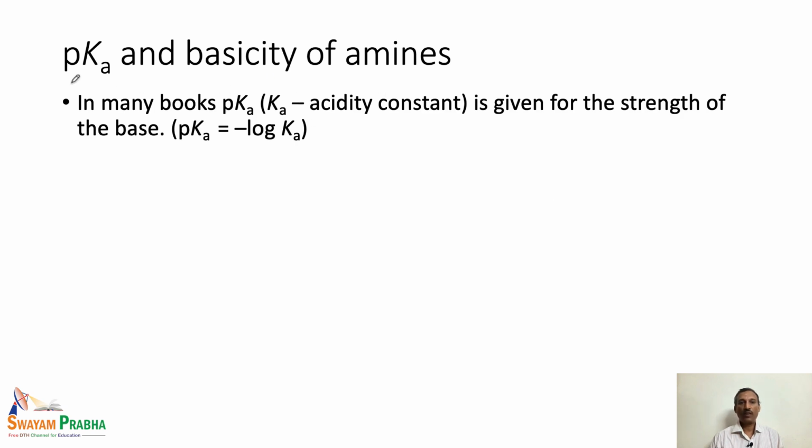Basicity of amines is basically measured in terms of pKa. Of course, many books talk about pKa, that is, the acidity constant, being given for the strength of the base. pKa is given as minus log Ka. Ka is nothing but the acidity constant. So, we are going to talk about the base, but we are actually going to talk about the acidity of the base. So, how does it relate to each other? Let us look at how we can measure the basicity of the base based on the acidity of the protons. So, this is what we are going to see now.